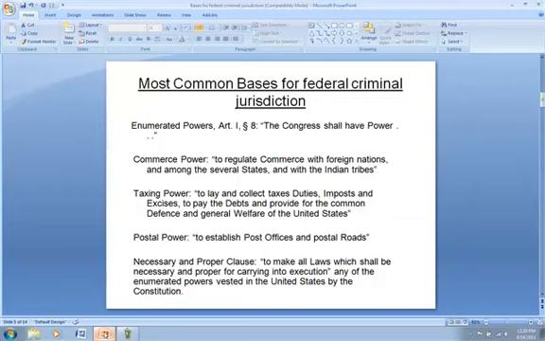Finally, in Article 1, Section 8, there's what's known as the Necessary and Proper Clause. And this is not itself an enumeration of a power, but it simply says that Congress can also make all laws which shall be necessary and proper for carrying into execution any of the enumerated powers vested in the United States by the Constitution. So the Supreme Court has interpreted the Necessary and Proper Clause to sometimes expand the scope of congressional authority to enact criminal statutes beyond the scope of its enumerated powers. And we'll talk about how that works in just a little bit as well.